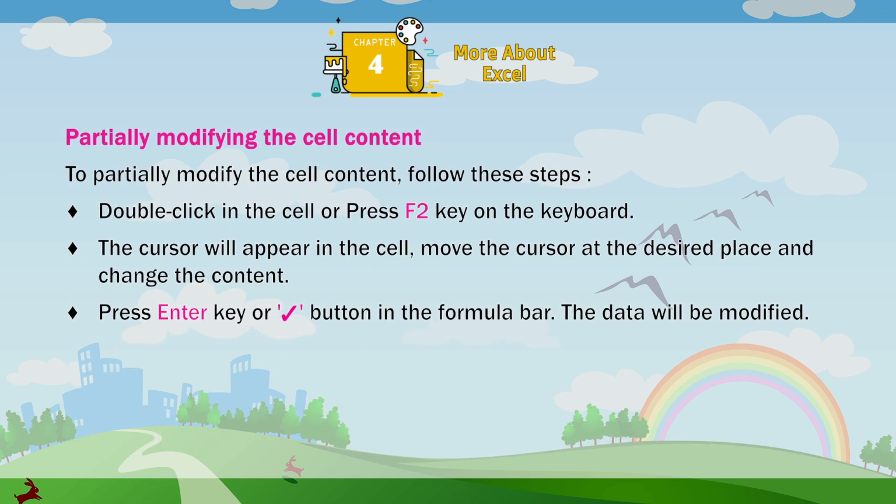Partially modifying the cell content. To partially modify the cell content, follow these steps. Double-click in the cell or press F2 key on the keyboard. The cursor will appear in the cell. Move the cursor at the desired place and change the content. Press Enter key or tick button in the formula bar. The data will be modified.